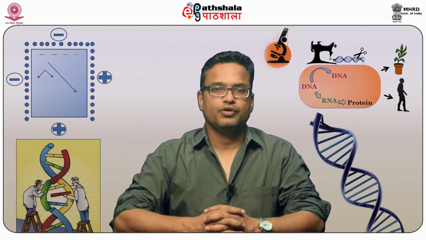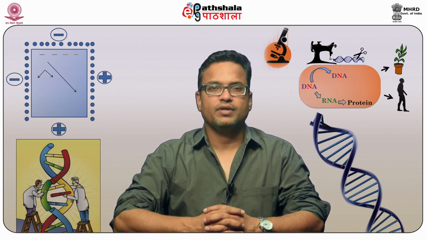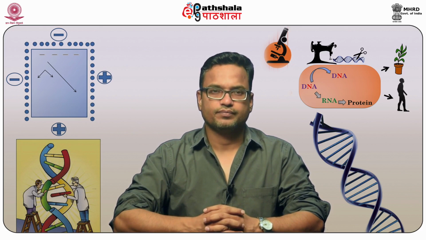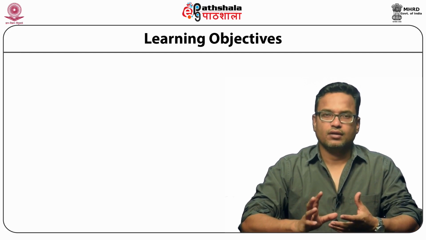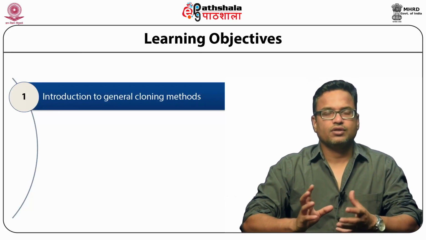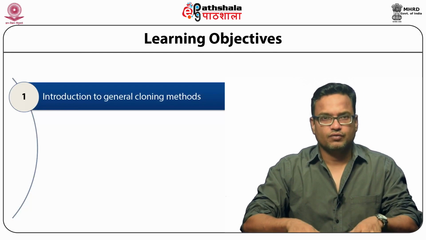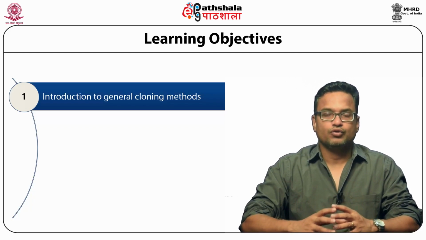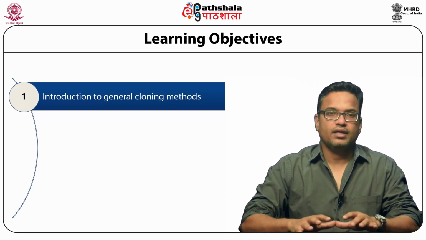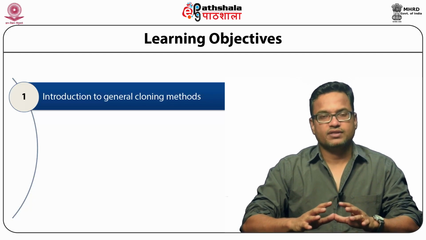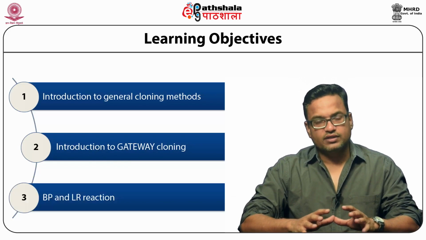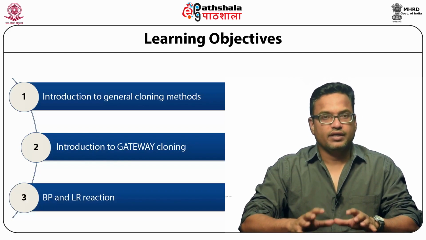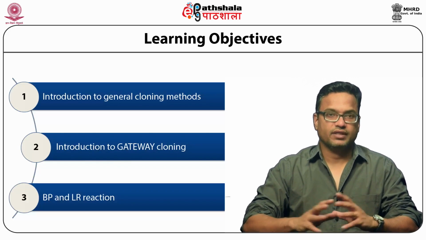Today we are going to talk on the module Gateway Cloning under the paper Genetic Engineering and Recombinant DNA Technology Part 1. After completing this module, you should be able to understand the introduction to general cloning methods: what are the cloning methods which are generally used in the lab to clone a gene of interest? Then in the second part, you will understand what gateway cloning is. And third, you will understand what the BP and LR reactions are, which are involved in gateway cloning.